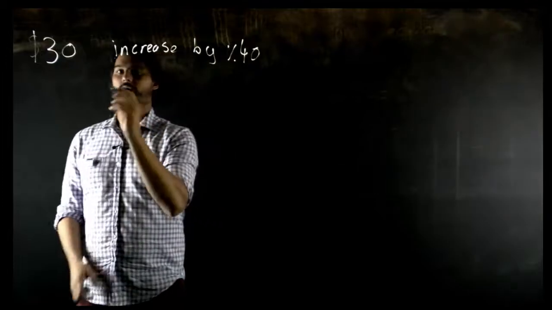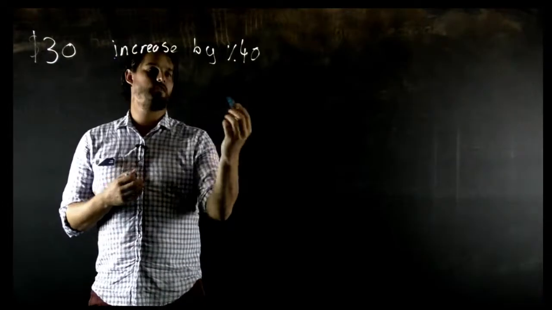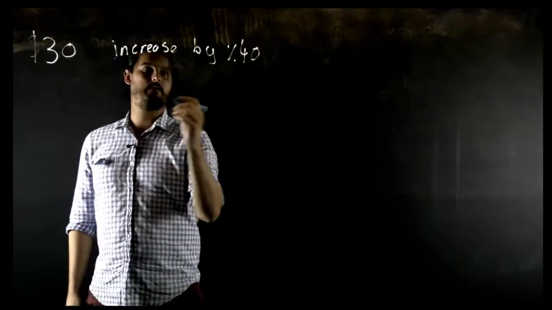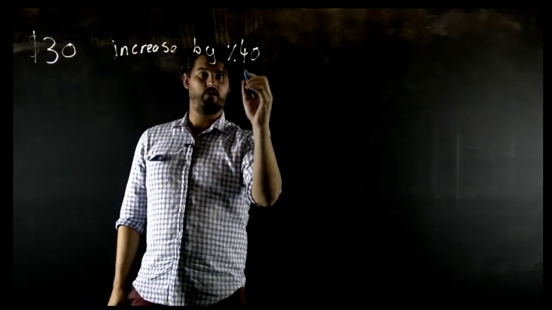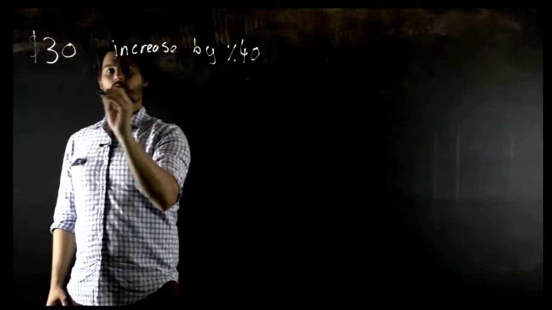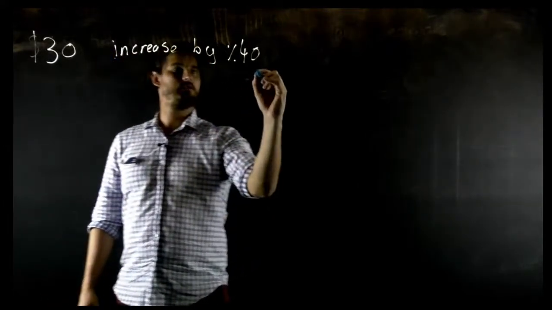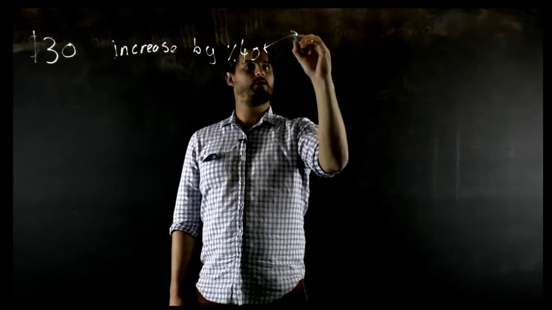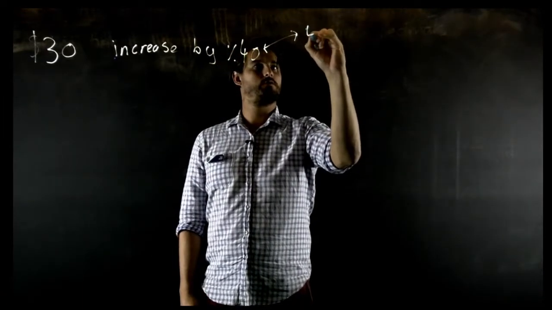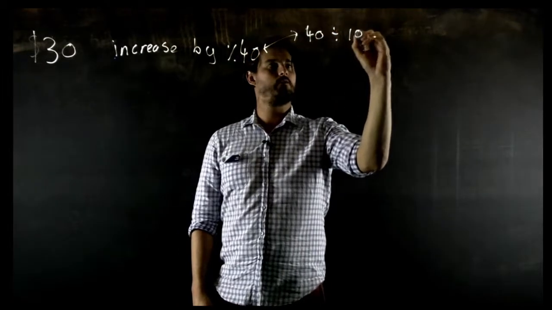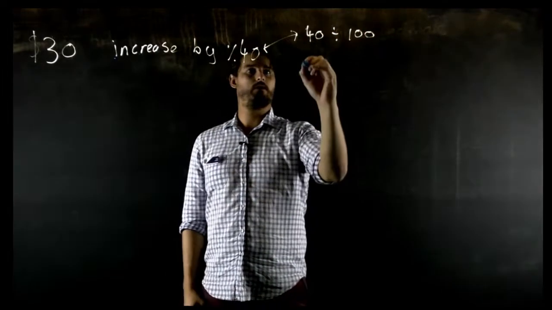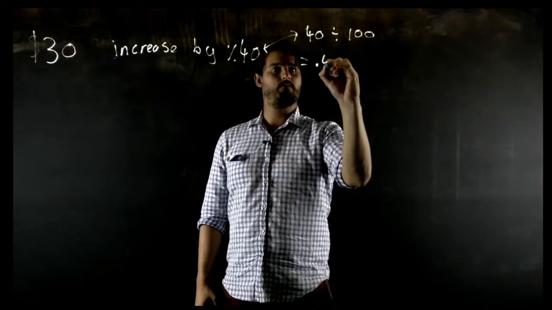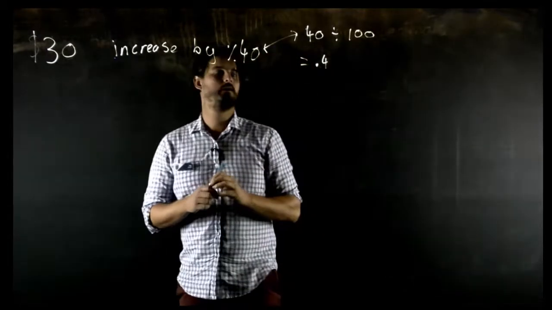So what we need to do there is first convert 40% to a decimal. We can do that by taking our 40, and we're going to divide by 100, and that will give us 0.4.